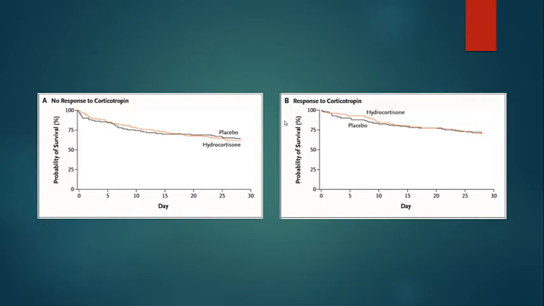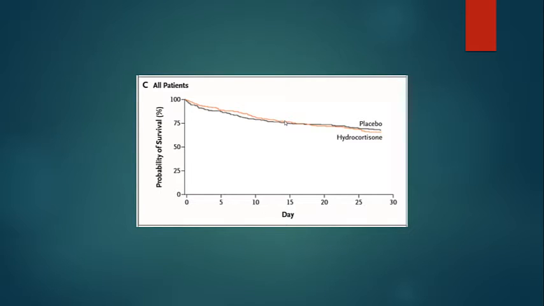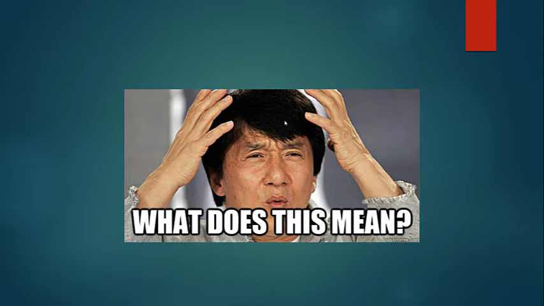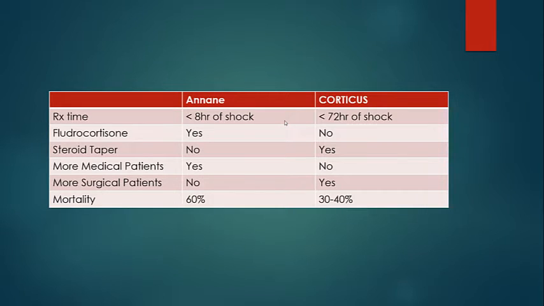There's nothing more to say except looking at the graph. They didn't see much difference between the placebo and the hydrocortisone, in both the patients who had a positive test or a negative test. Also, all the patients didn't have any mortality benefit. So I have two studies, two different results. What does this mean? The devil's in the details.